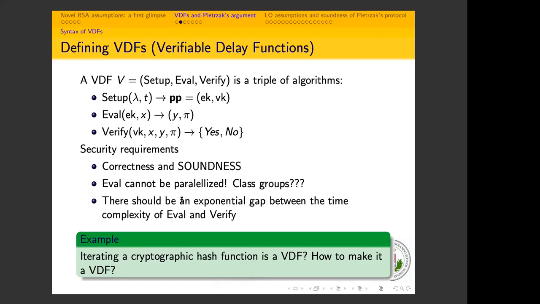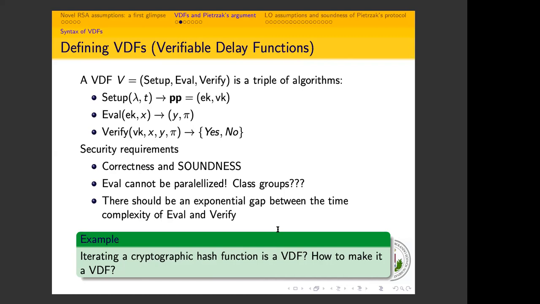And yeah, there should be an exponential gap between the time complexity of evaluation and verification. One question you might ask: a trivial idea would be to just iterate a cryptographic hash function. Is it a VDF? If it's collision resistant, evaluation is trivially sequential. But the question is how you verify it succinctly, because the trivial idea would be that the verifier should just recompute the whole hash chain, but then the verification algorithm would have the same time complexity as the evaluation function.